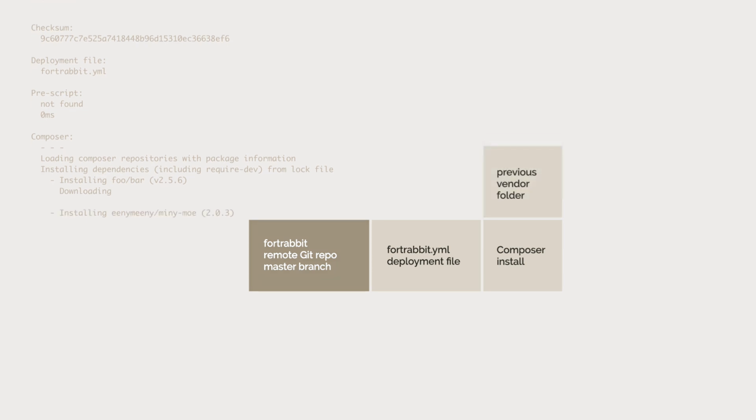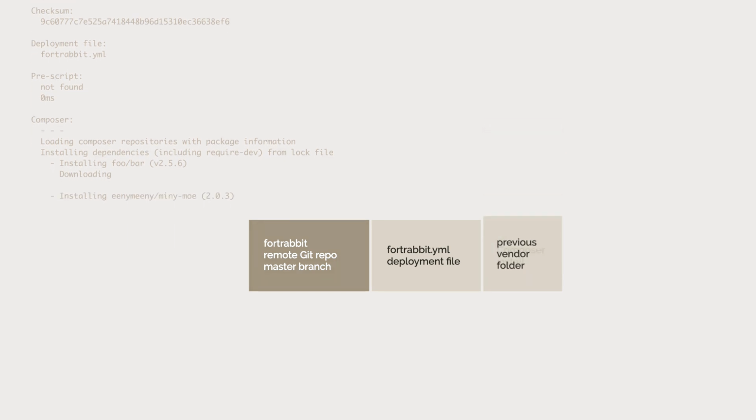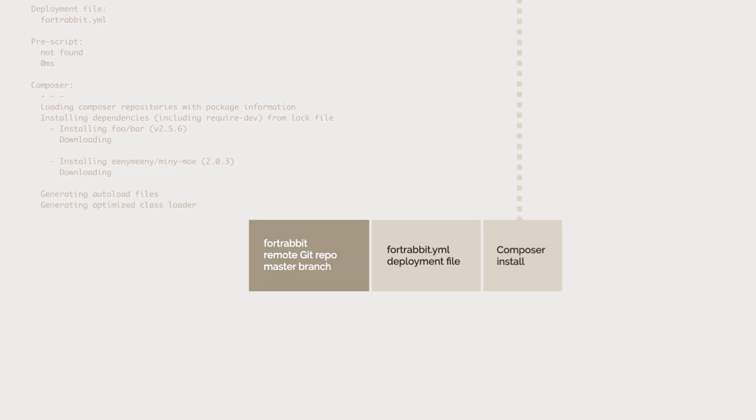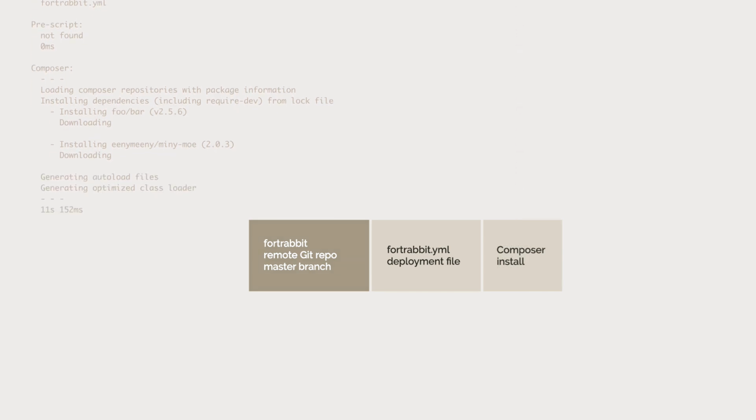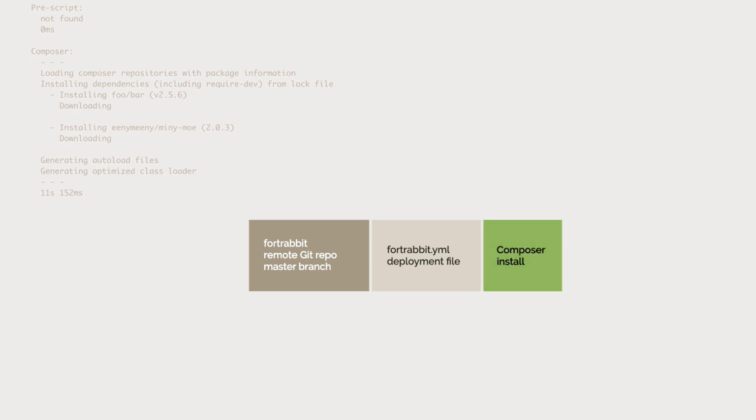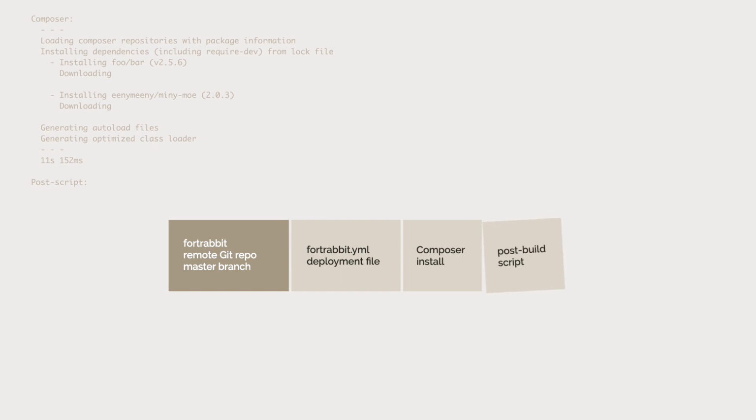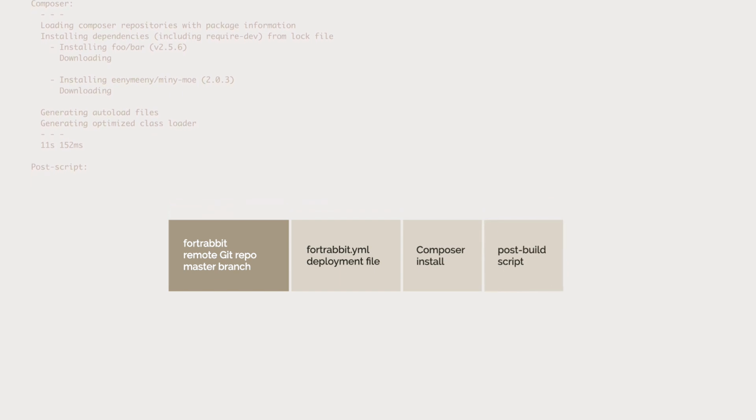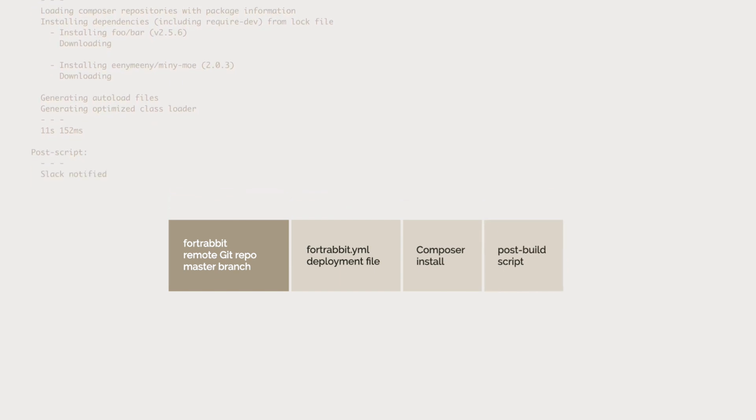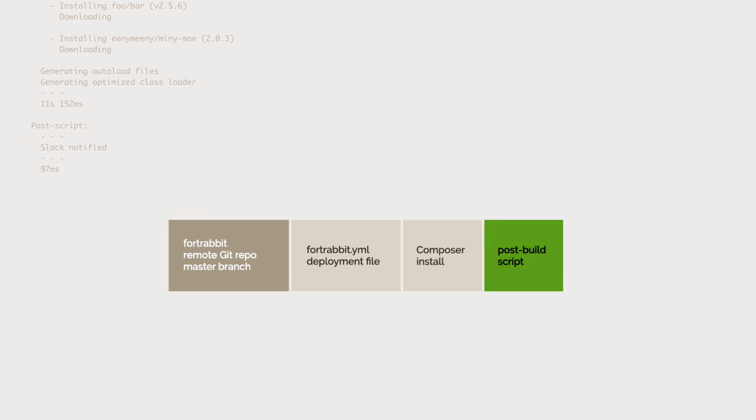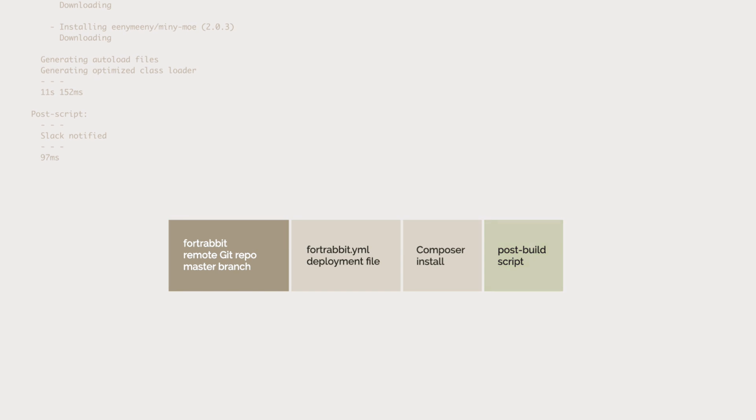A vendor folder from the previous build is merged into the new build, so only new composer packages are getting downloaded. This little trick helps us speed up things dramatically. If everything succeeded so far, your post-build script runs. This can be anything from cache clearing to third-party integrations. Think of a Slack message, for example. Again, an optional step. After this, the build part is finished.